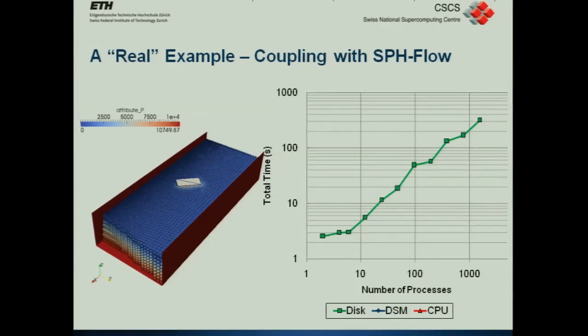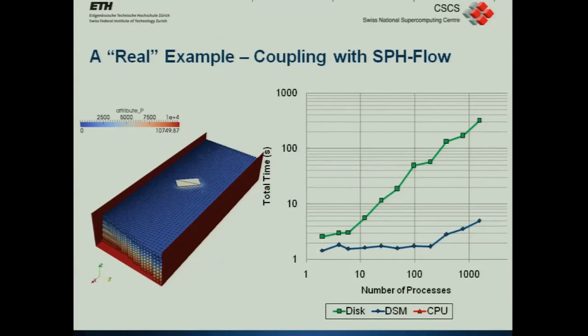If we replace it with the DSM, it looks more like that. This is a log scale. So it's almost 2 orders of magnitude better. So down here, we're getting 200 gigabytes per second, and they're getting 2 gigabytes, roughly.